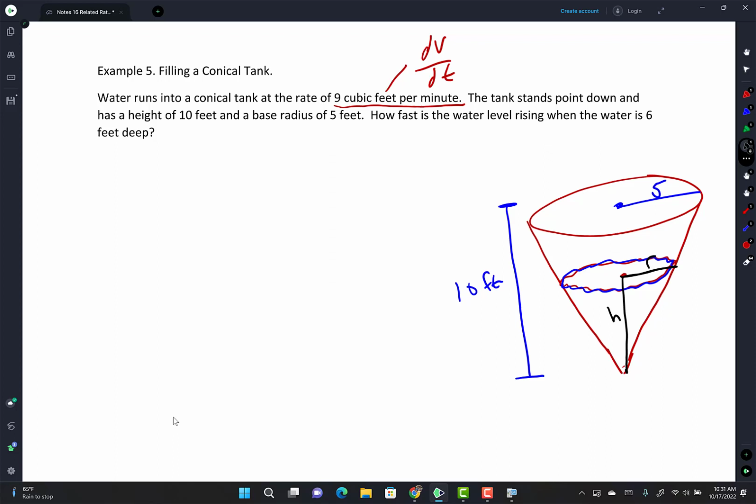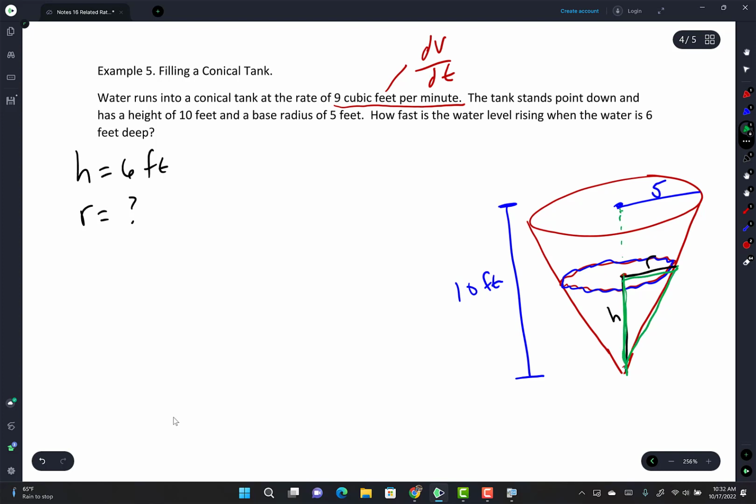All right. So let's see what we need. Or let's see what we have. How fast is the water level rising when the water is 6 feet deep? Okay, we know the height is 6 feet. Do we know what r is? But we can figure it out. Do you see proportional right triangles in there? Yes. In case you don't know what I'm talking about, you see this green triangle? That is proportional to this dotted black triangle. Those are proportional, guys.